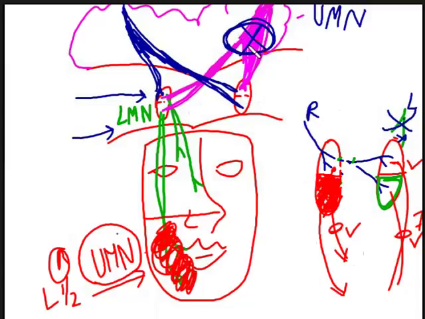In order for this lower motor neuron to work, it has to have impulses come from the upper motor neuron cells to tell it what to do. So if that is itself gone, you have an upper motor neuron type of lesion.